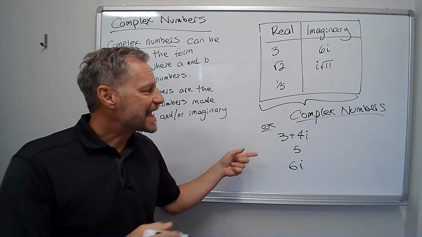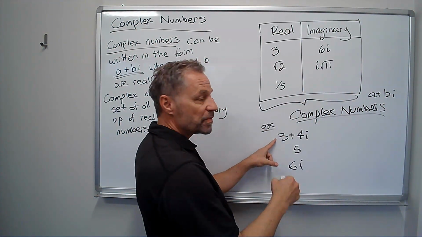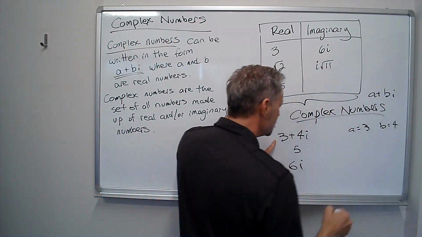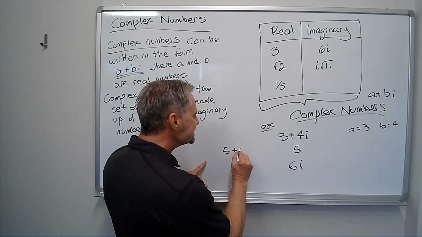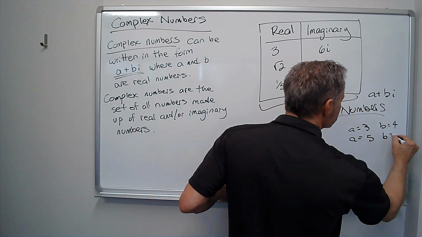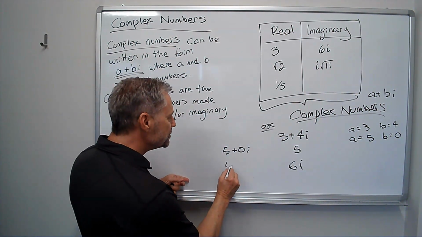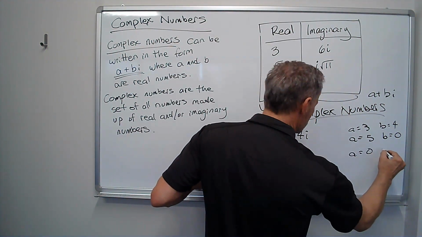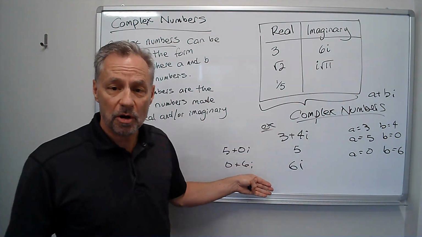So in terms of the a plus bi, this one could be written where a is 3 and b is 4. This one could be in that form because that could be 5 plus 0i. So in that case, a is 5, b is 0. And this could be written in that form because it's 0 plus 6i. So in that case, a is 0 and b is 6. So those are all ideas of complex numbers.